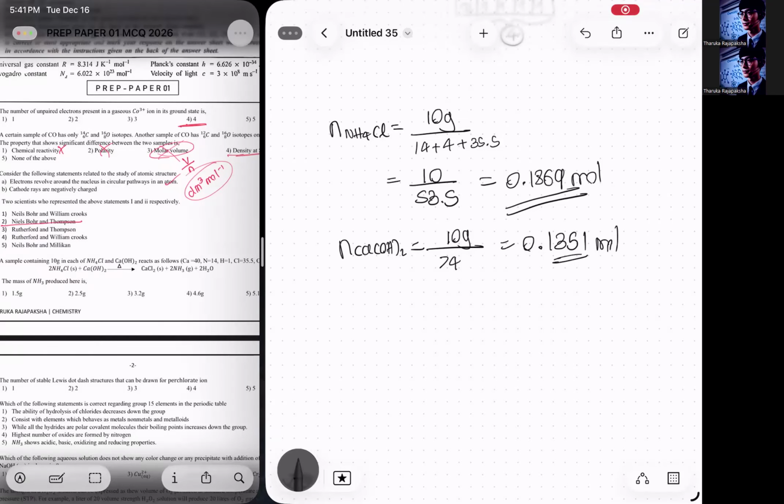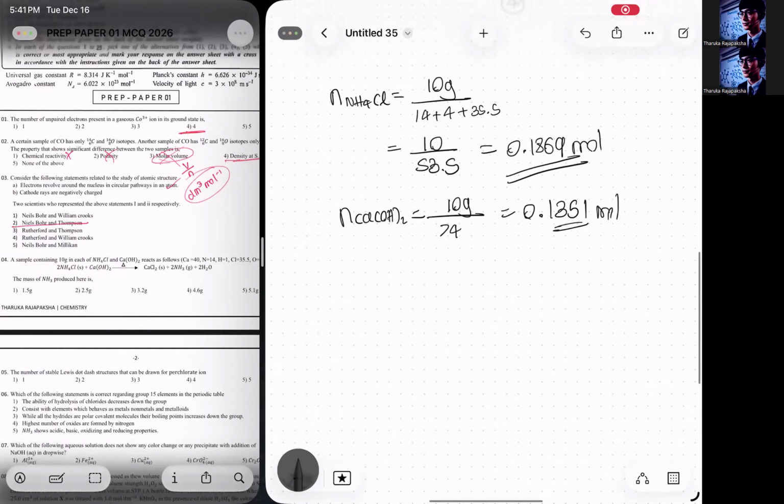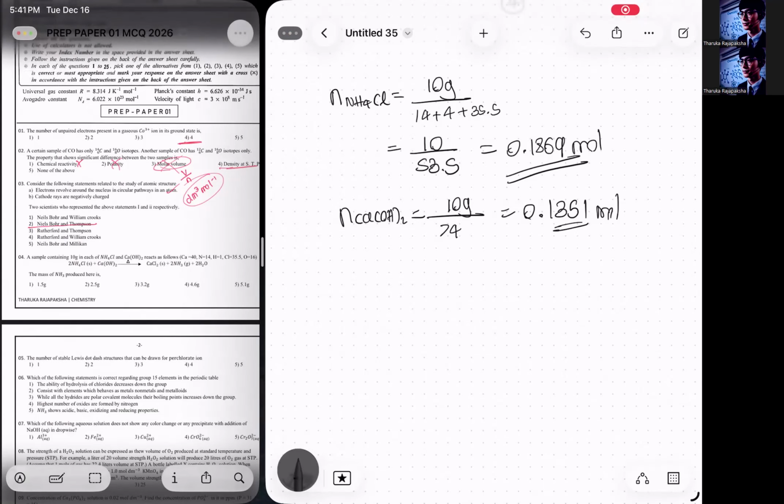Sorry, guys, there was an issue with the recording. Okay, look. Now, how to calculate the limiting reagent by using these details?